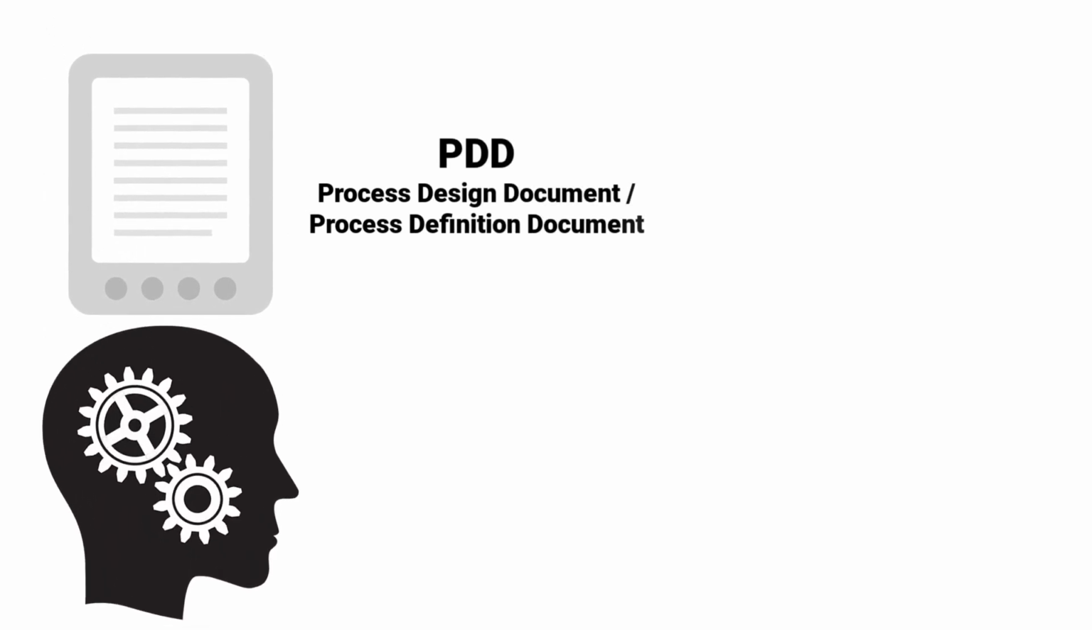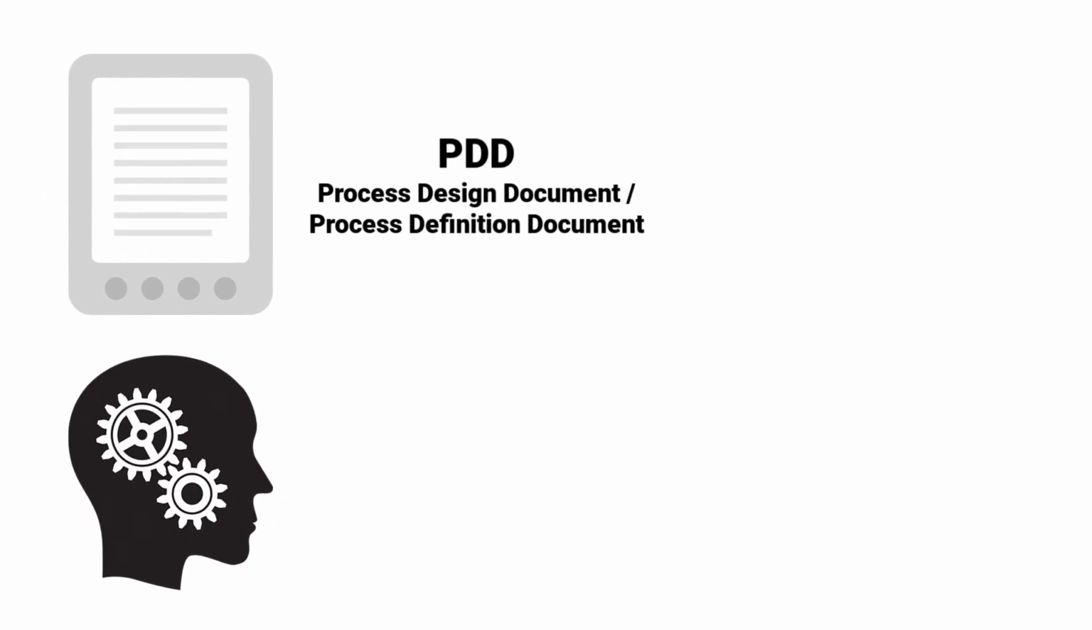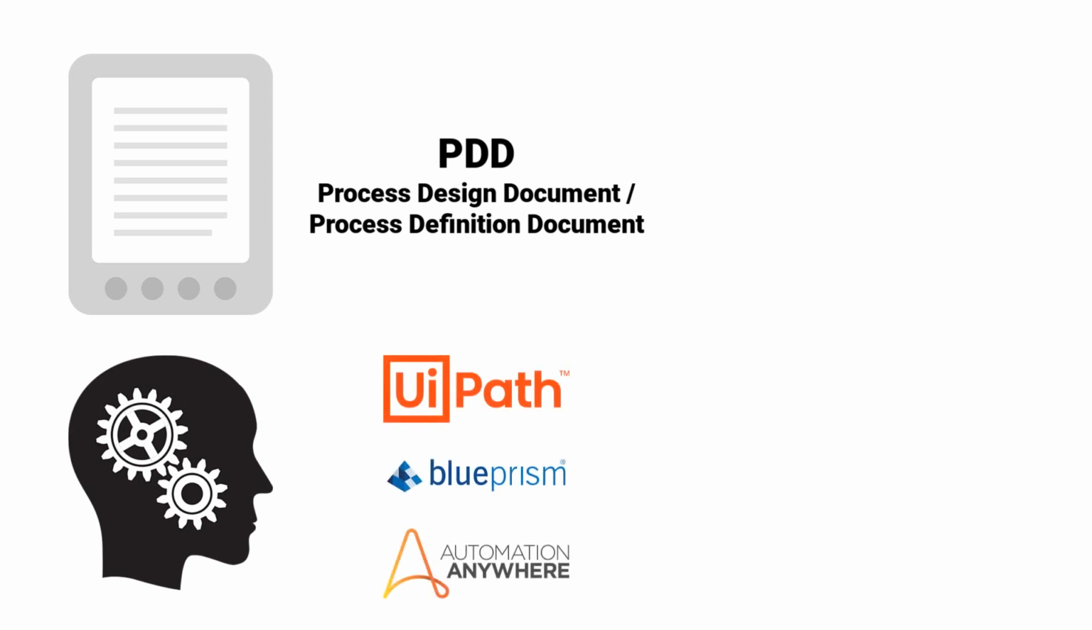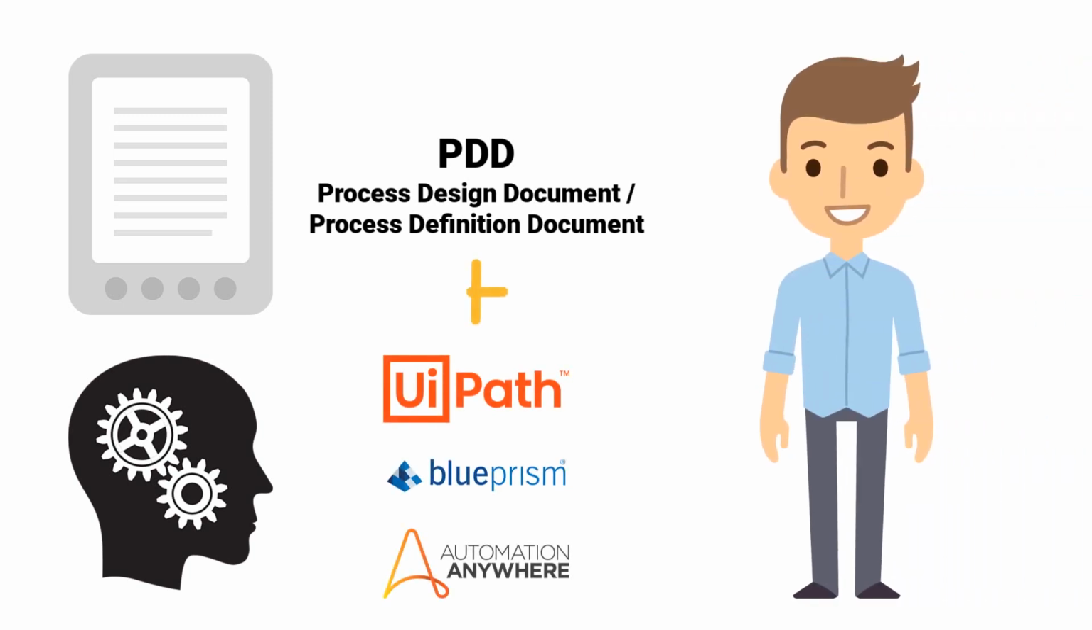The third task is, implementation. We have the PDD ready. We have chosen a tool to use to implement the bot, for example, UiPath, Prism, Automation Anywhere or another tool. The implementation takes place in the tool that we have selected, with reference to the created PDD.